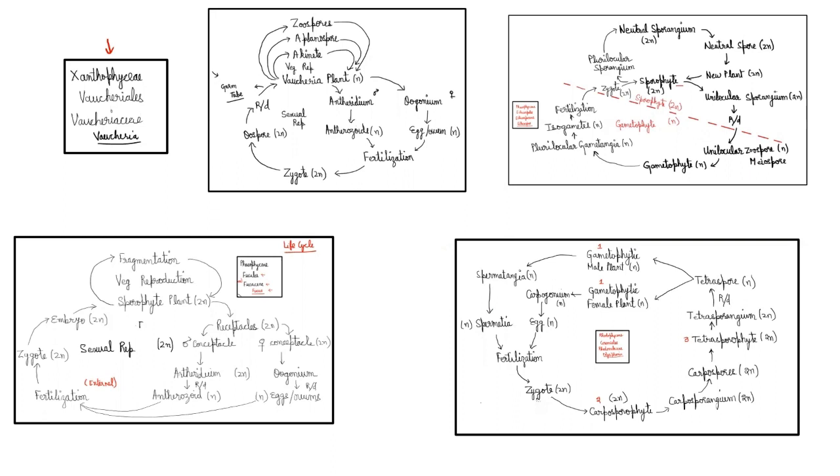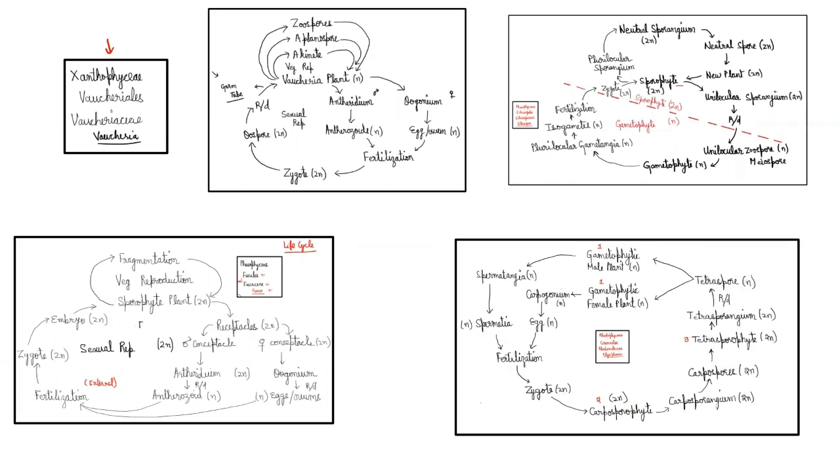Then this zygote will develop and form carposporophyte, which will be diploid. This carposporophyte will form carposporangium, and this carposporangium will have the carpospores produced mitotically. These carpospores will be diploid, and they will germinate to form tetrasporophyte. These tetrasporophytes will produce again tetrasporangium, and inside the tetrasporangium, reductional division will occur to form tetraspore. Now the final spores will be the haploid spores.